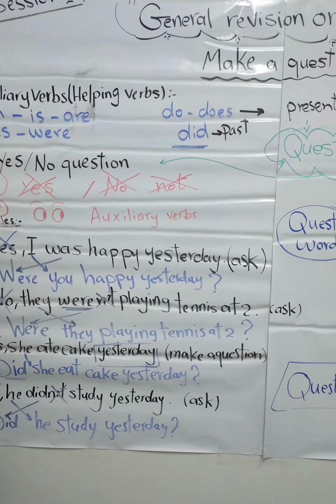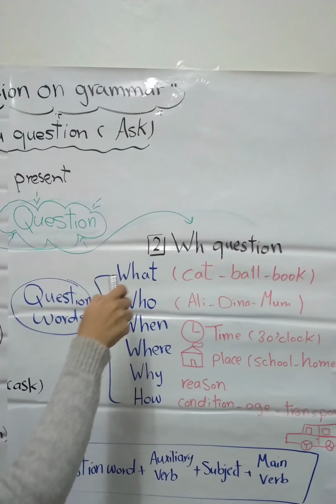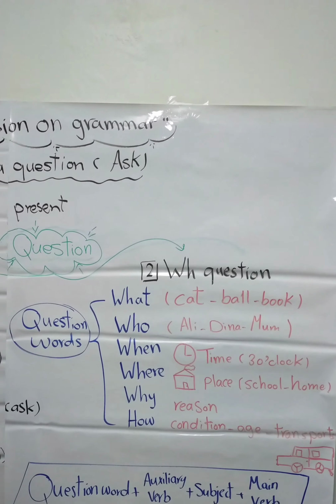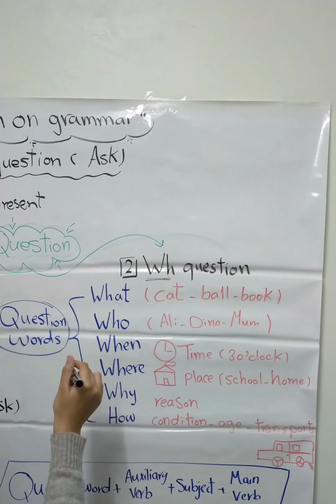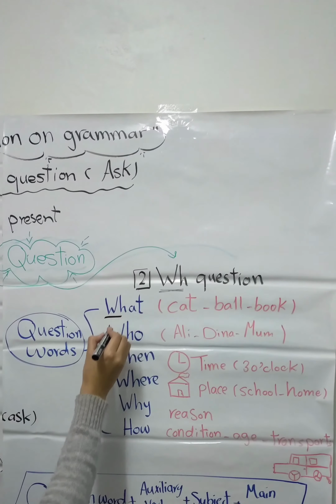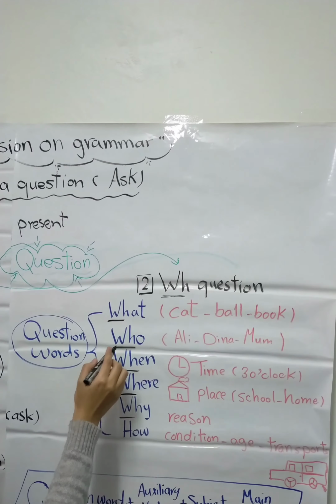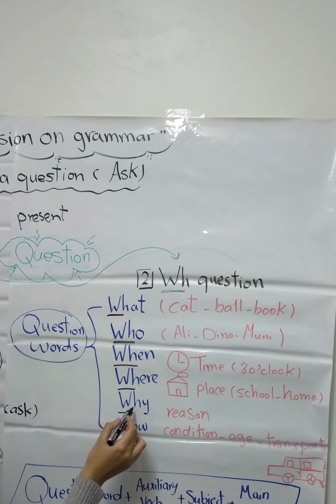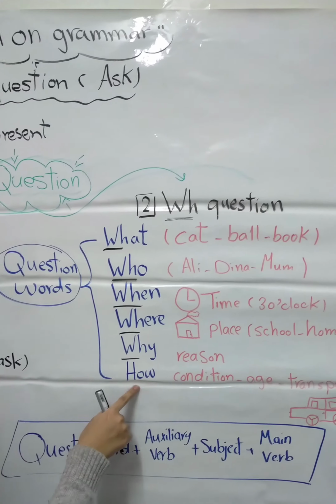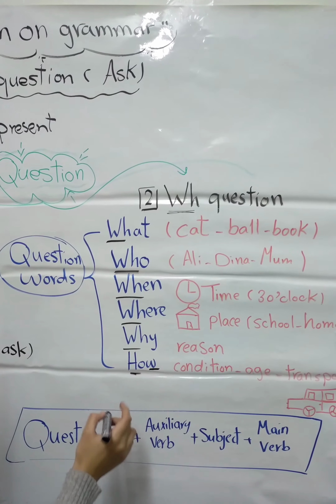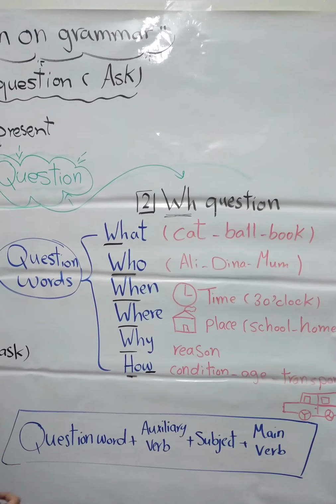And don't forget the question mark. Type number 2 from the question, WH question. Why do we call them WH question? Because they start with W and H, like what, who, when, where, why, how. Why is how included with WH question? Because it has H and W, so we call it WH question.